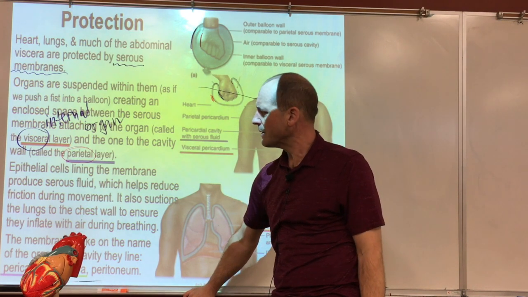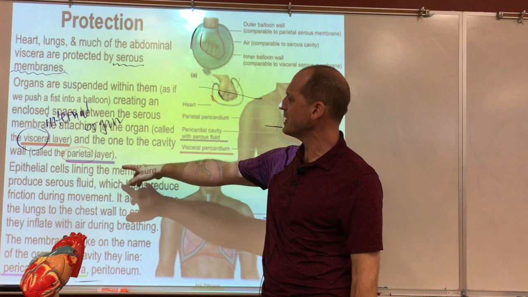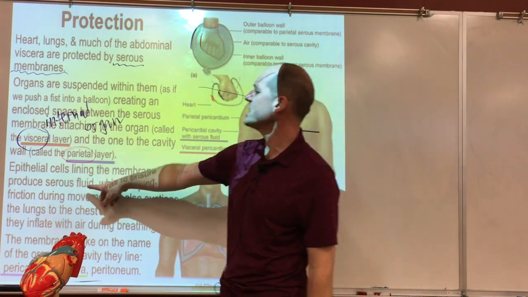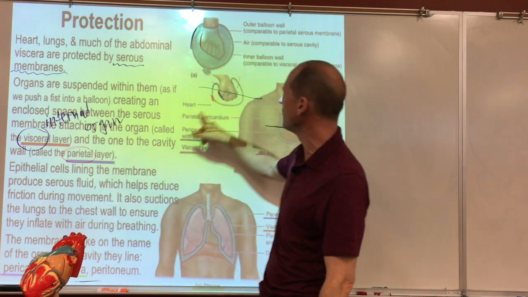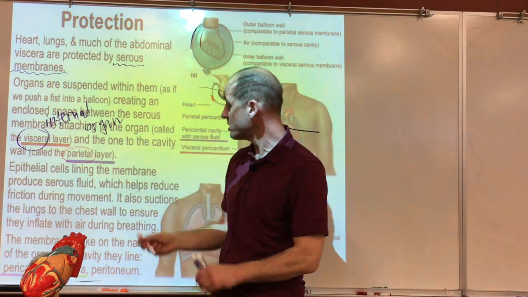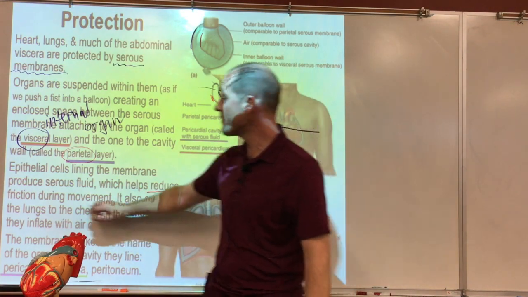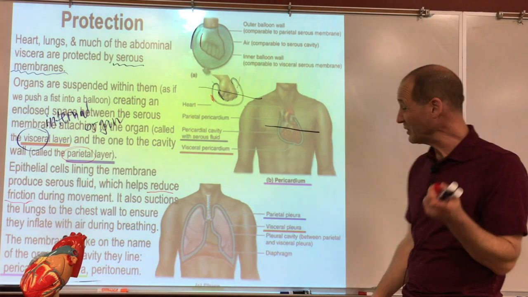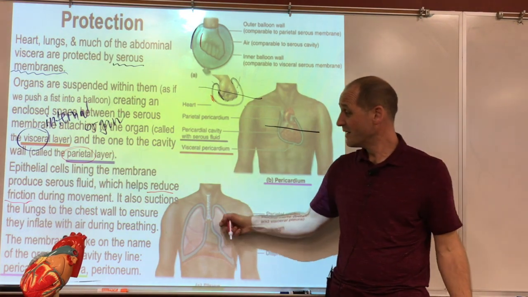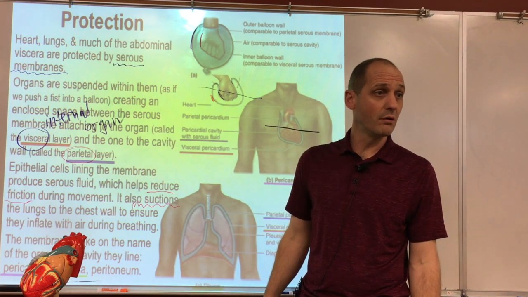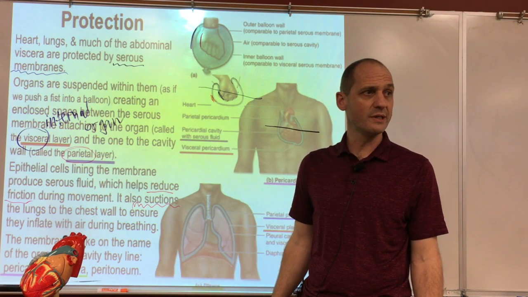Those small little things. So we have these epithelial cells, they secrete fluid. They secrete that serous fluid, they call it the serous fluid, that fluid that's inside the space. And so what that fluid does, it helps reduce friction during movement, and that's good. What it also does, though, is really cool in the lungs. It suctions the lungs to the chest wall. We're going to talk about that when we talk about respiration.